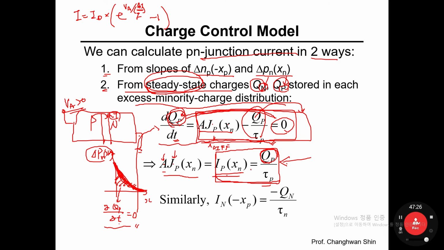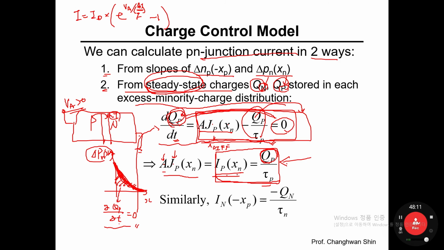And what was the tau P, the physical meaning of tau P? The injected holes into the N-side can survive without any recombination with electrons in the N material, right? So tau p indicates the average time how long the injected holes can survive without any recombination with electrons. So Qp divided by tau p indicates how much current can be formed by injected holes from the p side into the n side under forward bias. So this I sub p is actually the current value under forward bias.